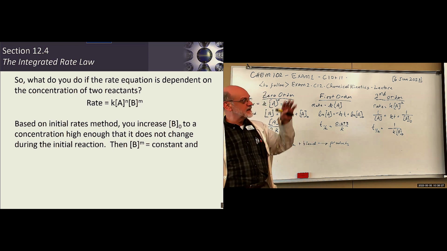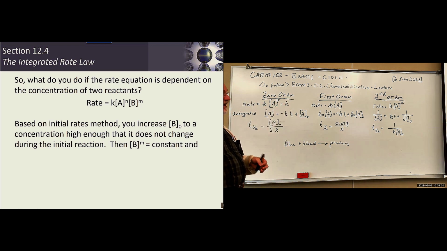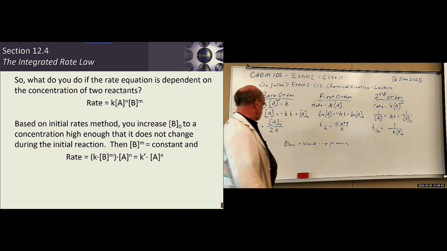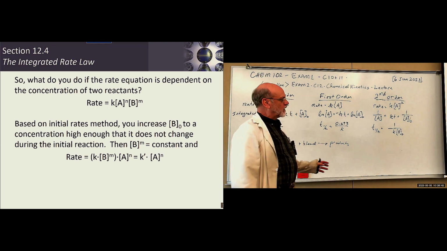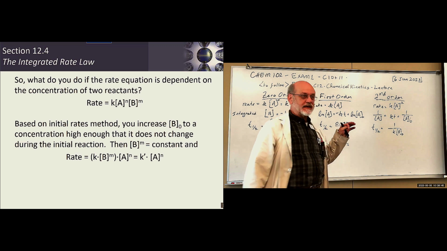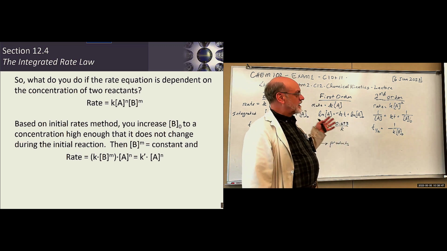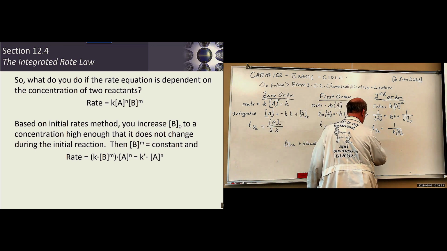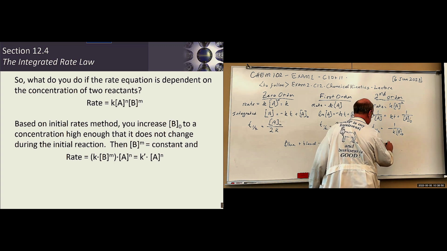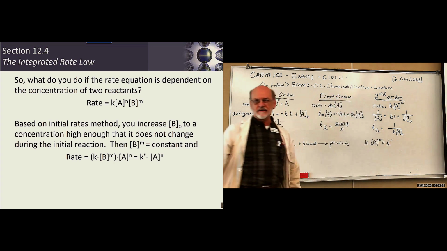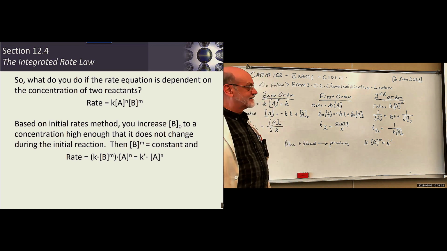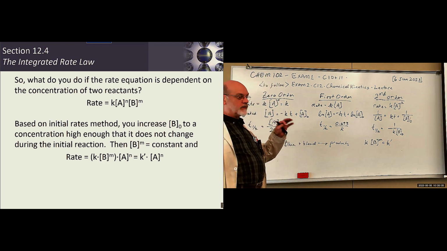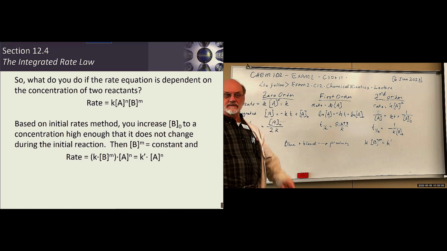So we increase B to such a concentration that it doesn't change. It's effectively constant. So we combine that concentration into a new constant. If we say the rate is equal to A to the N times B to the M times the rate constant K, then K times B to the M is a new rate constant. We call it the pseudo rate constant. Okay. And now we have a rate law with only one reactant.